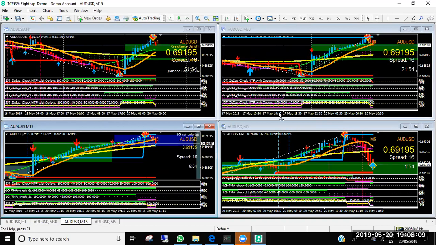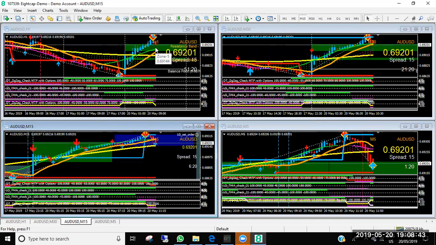Okay, so because it's gone up high, it wants to consolidate. Okay, so it wants to come back towards the center line. In the M30 you can see it coming down and touching the green center line. The H1 hasn't done that yet, but it would like to do that, and perhaps maybe bounce back up.